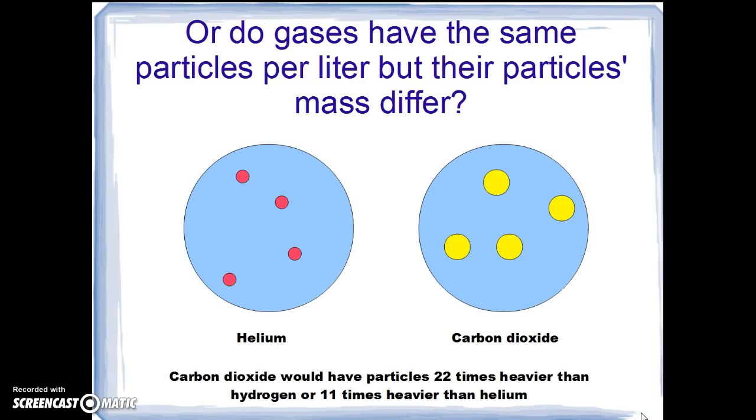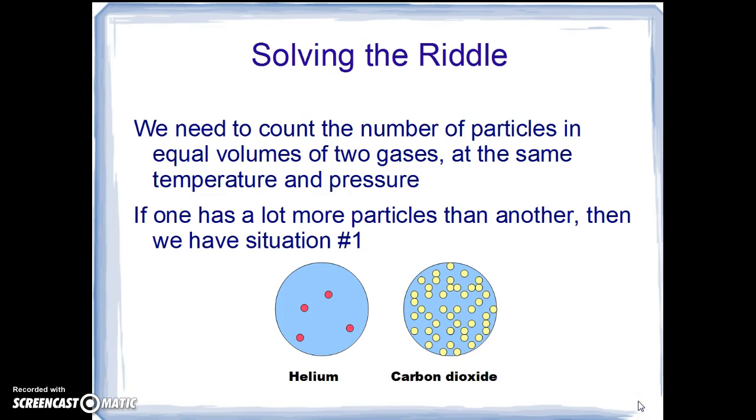Gases, however, could have the same number of particles per liter, but the particles' mass might be different. In this case, carbon dioxide would have particles that are 22 times heavier than hydrogen and 11 times heavier than helium, but the same number of particles. Now, you can make a hypothesis as to which of these is true as you go into the other investigations, and you should make a hypothesis about that.